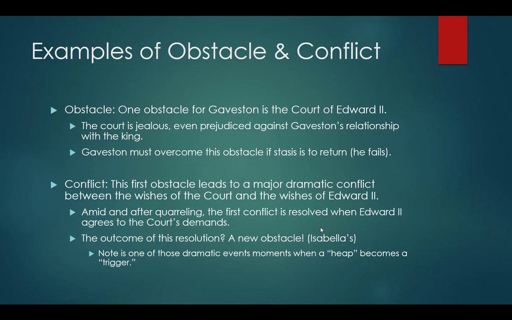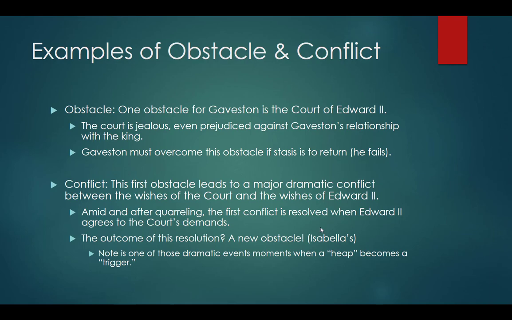So in Edward II, an obstacle for Gaveston is probably one of the first things that occurs. One obstacle that he has is the court of Edward II. The court is definitely jealous about Gaveston's role. They're prejudiced about Gaveston's relationship with the king, and Gaveston has to overcome this obstacle if stasis is to be returned. And as you read the play, you know that he fails in this regard. But that first obstacle there is the court. The conflict occurs then between the wishes of the court and the wishes of Edward II.